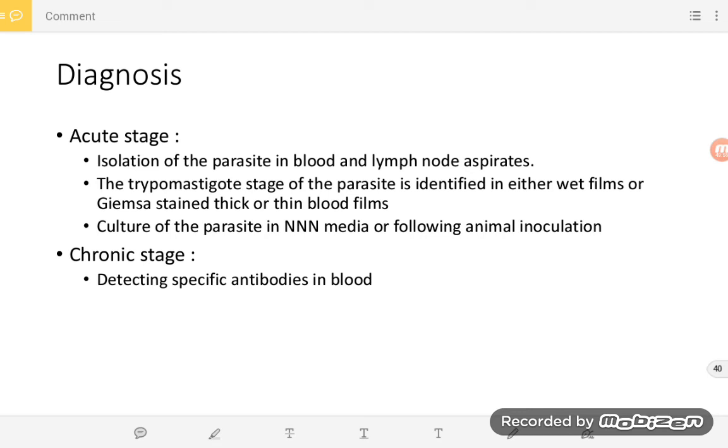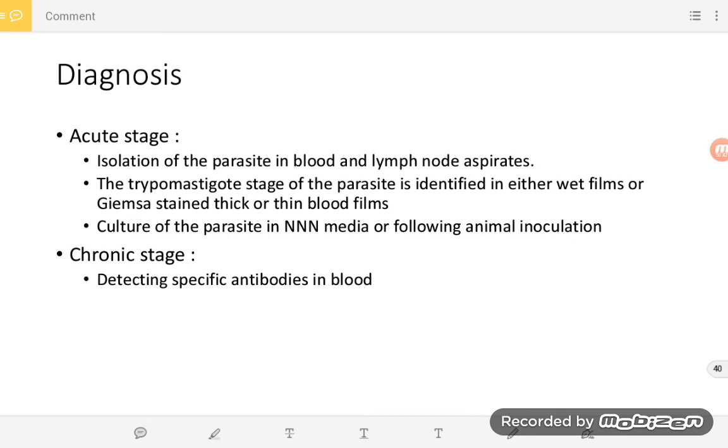The trypanosomiasis stage of the parasite is identified either by wet film or by Giemsa staining, thick or thin blood film. With a wet film, you use one drop of blood directly, and you can observe the motility, because they have a flagellum and can move among the red cells. Or you can prepare a thick or thin film and use stains, Giemsa stain or Leishmania staining. You can observe the morphological features, that means extracellular forms.